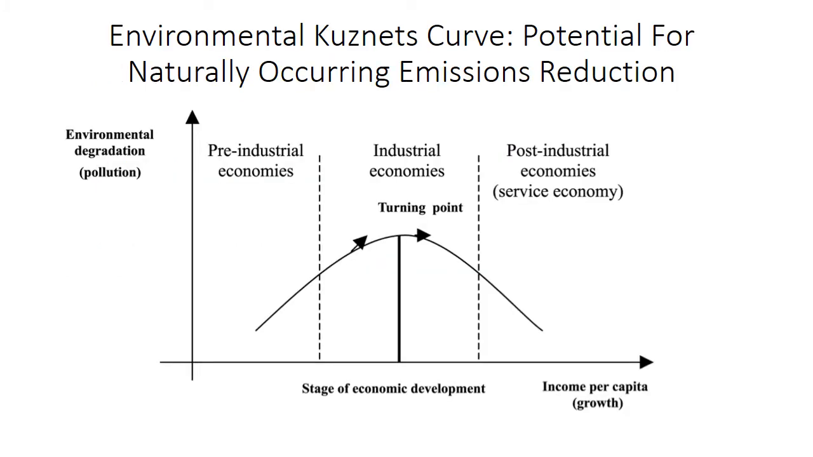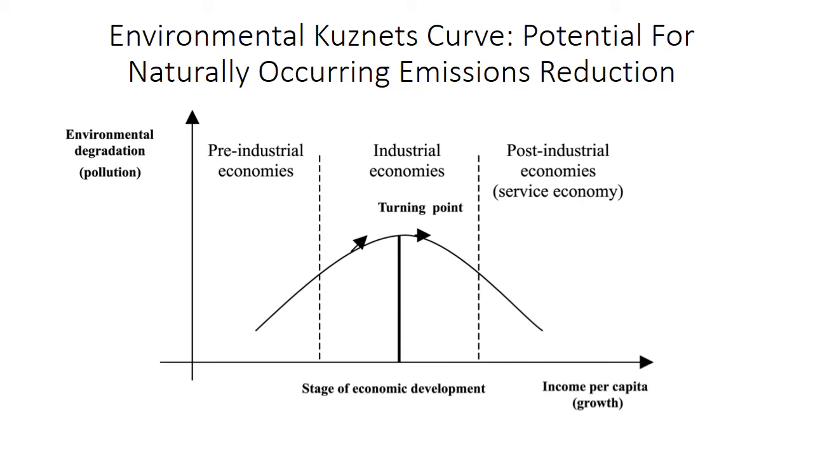So for the first, we have something called the environmental Kuznets curve. It's the potential for naturally occurring emissions reduction. So the idea is that on the x-axis here we have income per capita, or basically economic growth. And on the y-axis we have pollution, environmental degradation. And historically, these two things have been positively correlated. So in order to grow our economies, we had to pollute the environment. We had to hurt the environment.